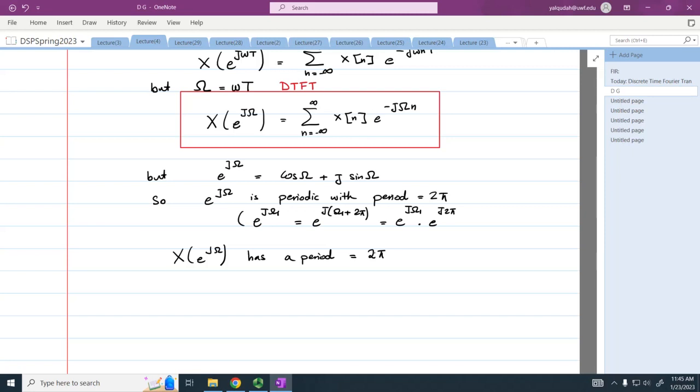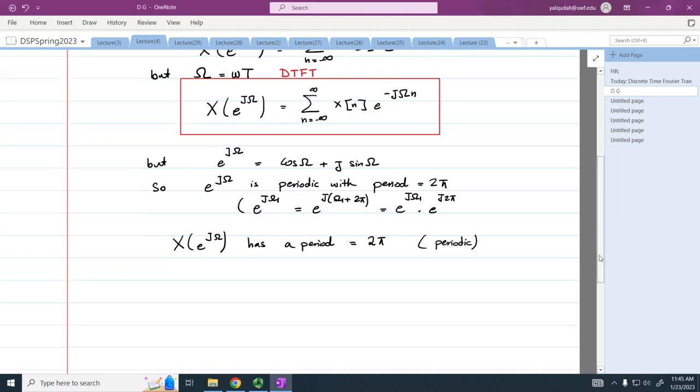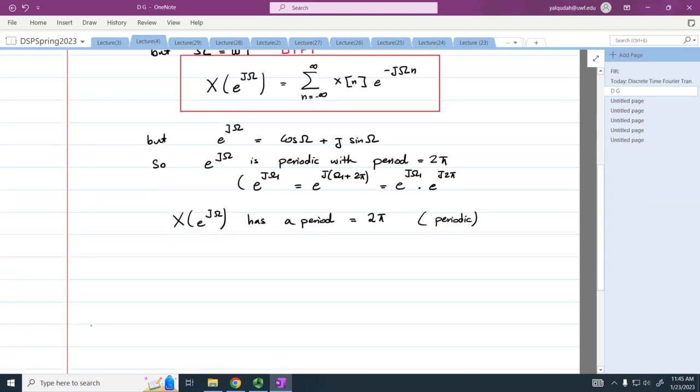If I add 2 pi to this omega, it gives me the same value. If I add 4 pi to that omega, it's going to give me the same value. So therefore, X of e to the j omega is periodic, and it has a period equal to 2 pi. Any questions? Okay.